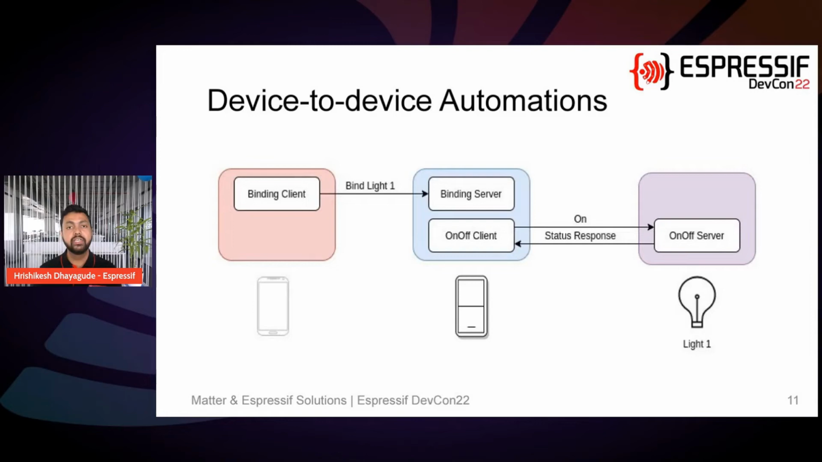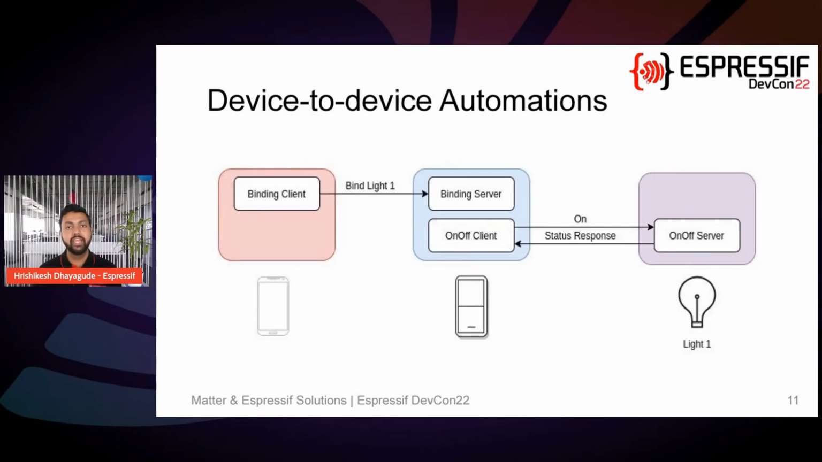In short, now the switch knows the address of the light. The switch can then discover the light and establish a CASE session with it. After that, any action on the switch is reflected onto the light. This is a part of the synchronous control for the device-to-device automations.